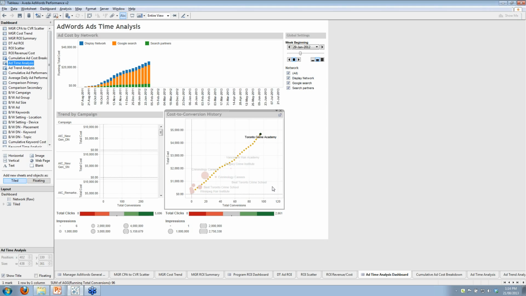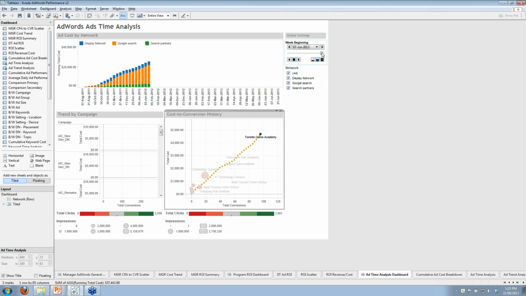Whereas if you see that your plot shows that you're low on the cost scale but high on conversions, so in the lower right-hand quadrant, any campaigns that are down there are working well for you. They're generating a lot of conversions but not a lot of cost. So anything that shows up in that lower right-hand quadrant is a good candidate for putting more focus on, because that is doing well for you.